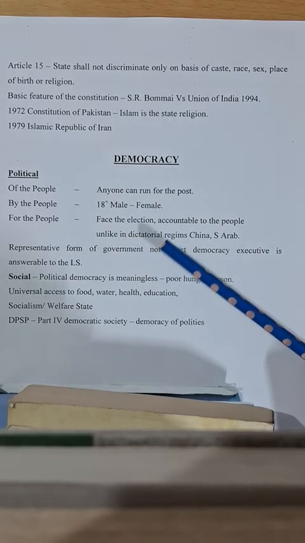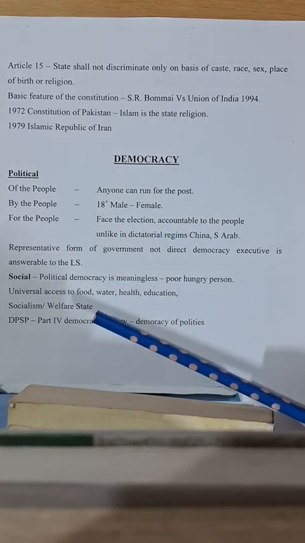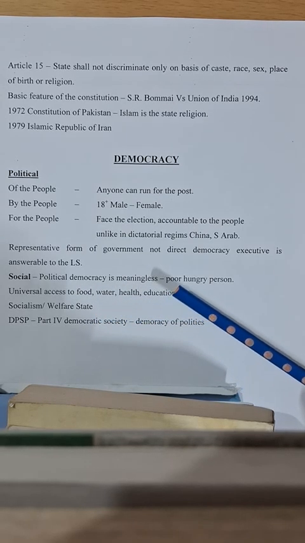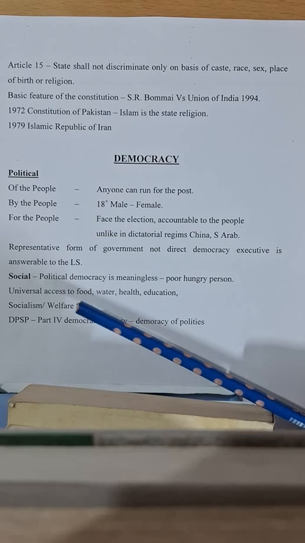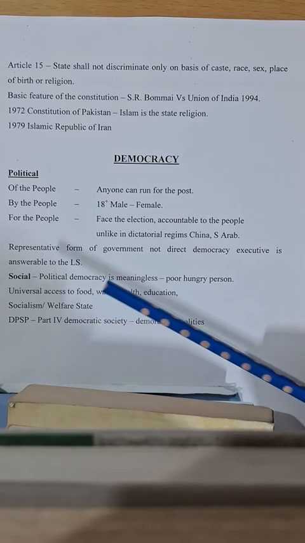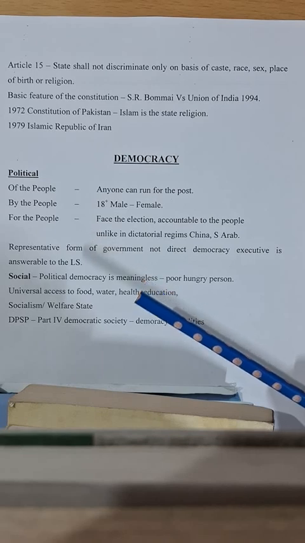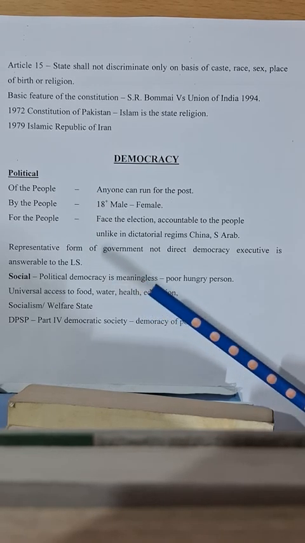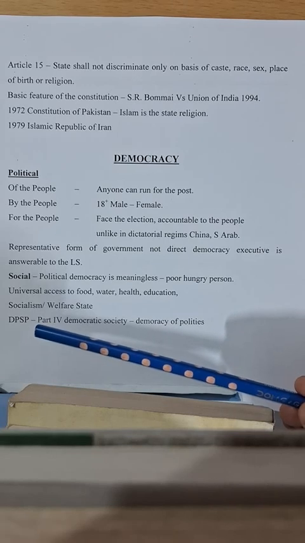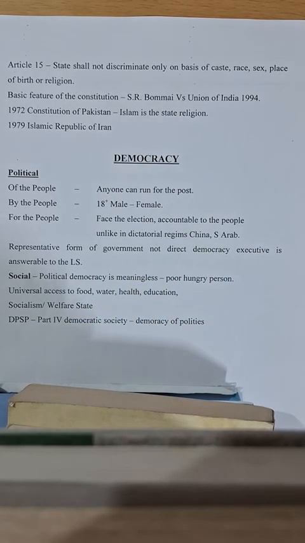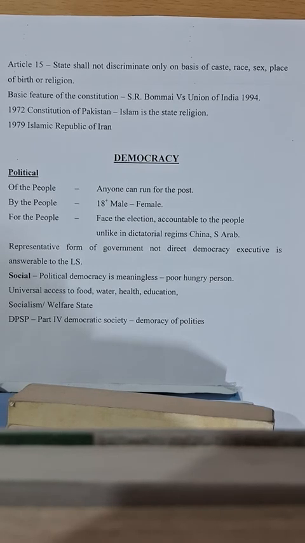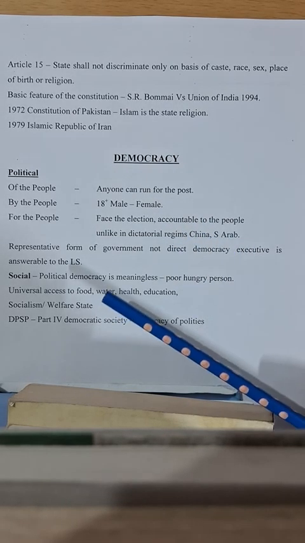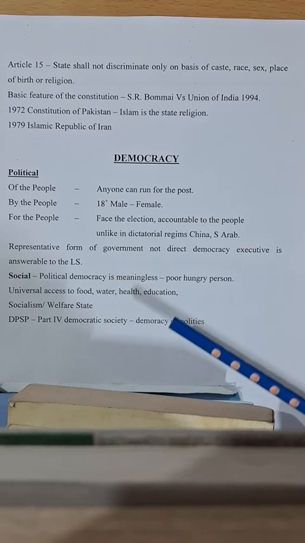Therefore, it is very important that there should be universal access to food, to water, to health, to education. That is the basic requirements. And here comes socialism, the concept of socialism, which we have already done in the previous video, and welfare states. Schemes like MGNREGA become really important. And directive principles of state policy, that means part 4 of the constitution, is very important because it talks of the poor people, the steps that the government has to take for the poor people, for the scheduled castes, scheduled tribes, for the women, the deprived category. And on the basis of a true democratic society, can democratic politics be successful?